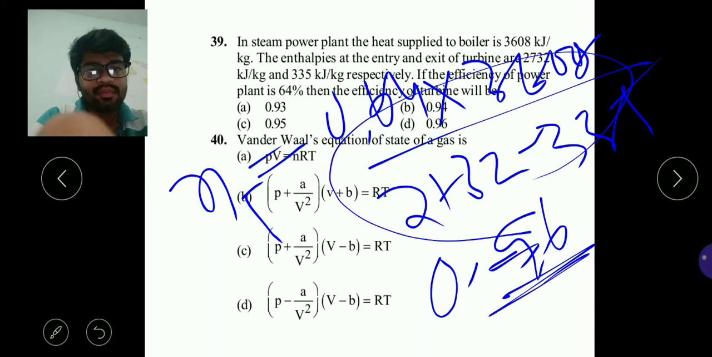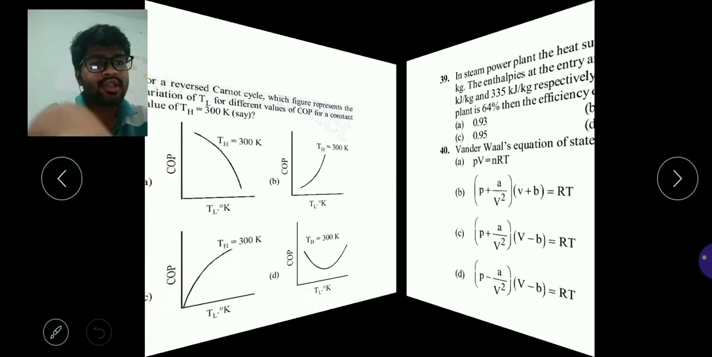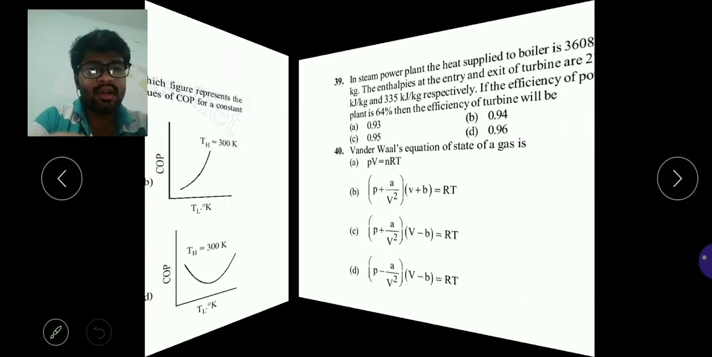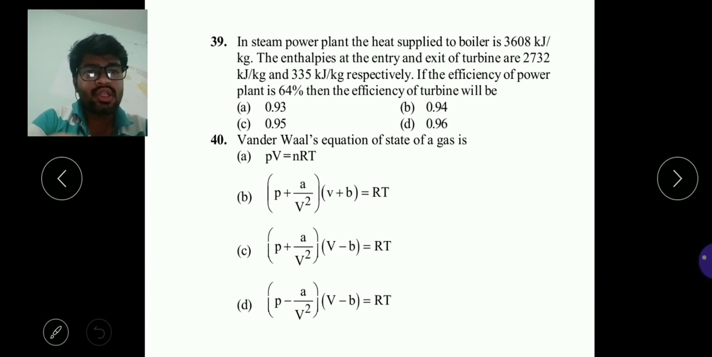Moving on, this is the last question. The Van der Waals equation of state of a gas: we know that it is P plus A by V square, whole into V minus B. So C will be the correct option here.